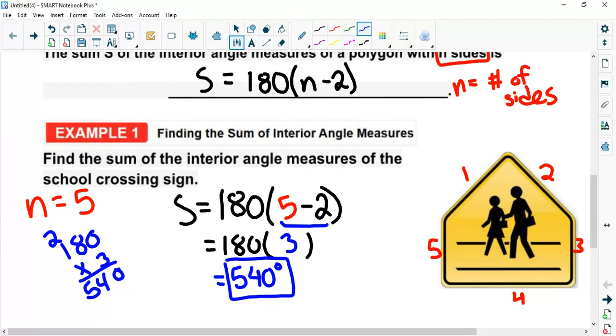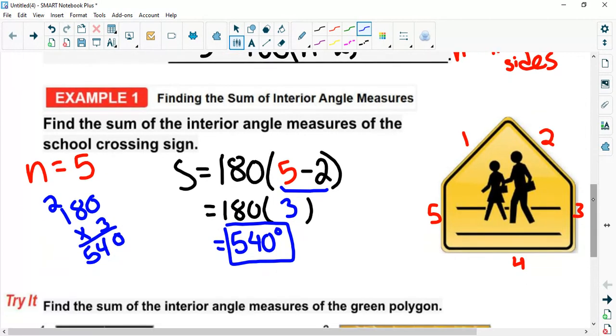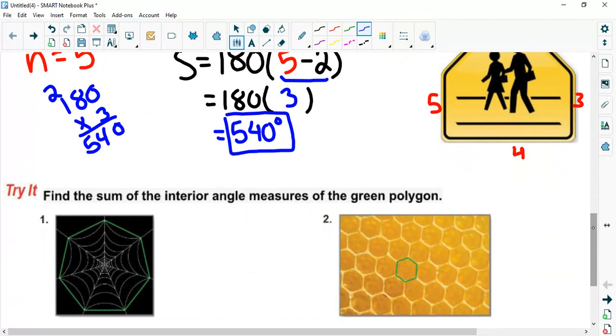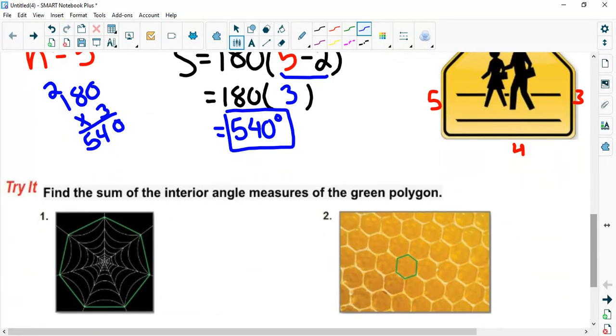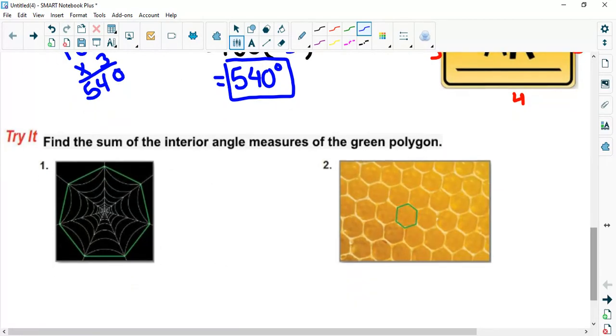I want you to try that now. Let's go down to the 2 try it questions. You'll pause the video and find the sum of their interior angles. Then start the video to check your understanding. Pause now.